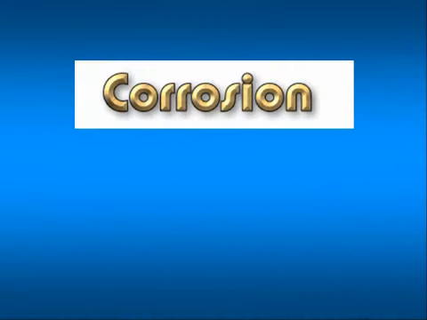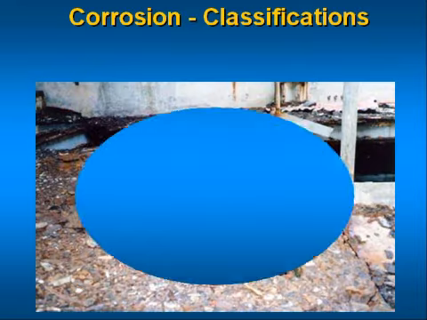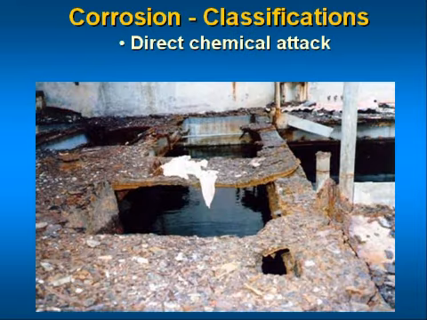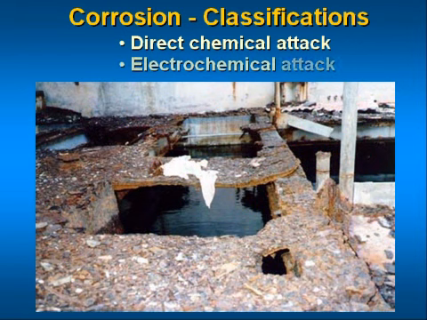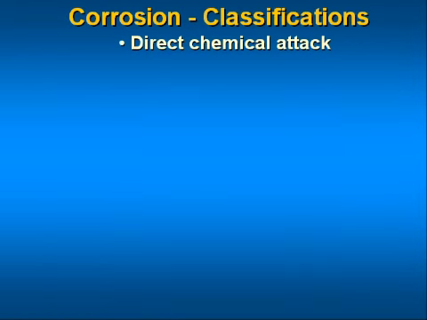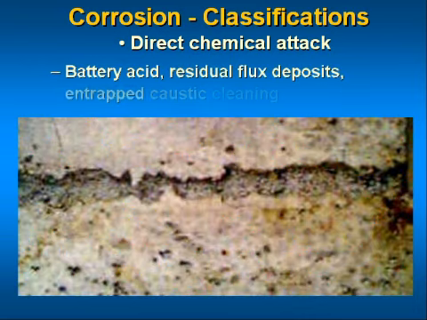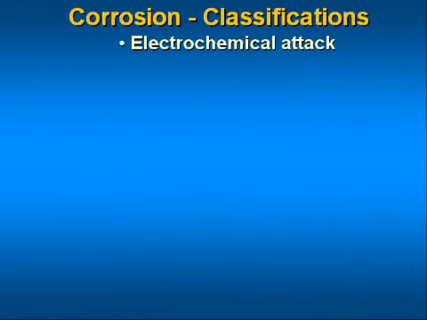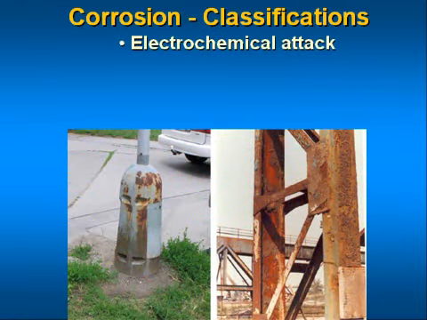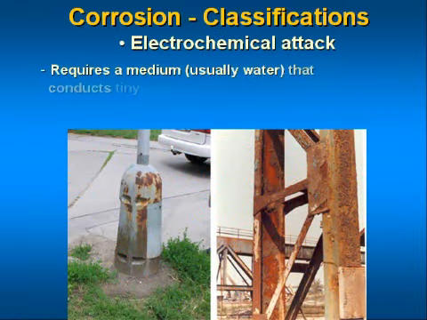There are two general classifications of corrosion which cover most of the specific forms. These are direct chemical attack and electrochemical attack. In both types of corrosion, the metal is converted into a metallic compound such as an oxide, hydroxide, or sulfate. The corrosion process always involves two simultaneous changes.